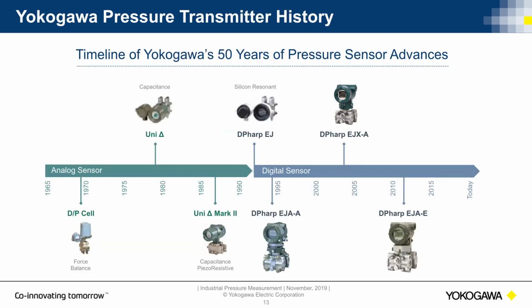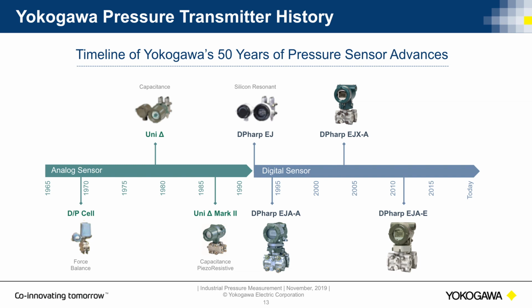Taking a brief overview of Yokogawa's pressure transmitter history, you can see we've been doing it for about 50 years. Back in the 60s, we started off with just a simple DP cell, moved on to capacitance, and then over to piezoresistive. Then in the 90s, the silicon resonant sensor was developed. And about 94, it was introduced to the North America market in the EJA A series transmitter. About 2004, the EJX A was developed.